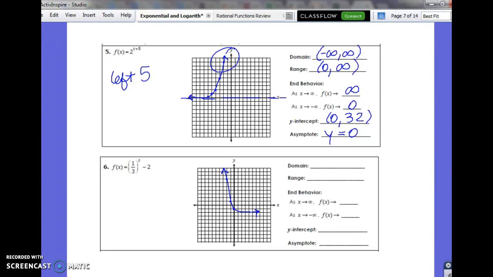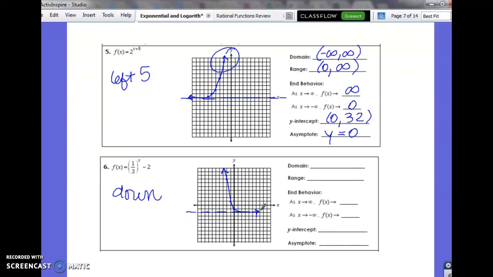All right, so when you look at the next one, if 1/3 to the x is the parent function, what does the negative or the -2 do to the graph? Good. Now, this is the first time we've seen a vertical shift. So everything is going to be shifted downward, including where the graph levels out. This graph is not leveling out at 0 anymore. Where is this graph leveling out?